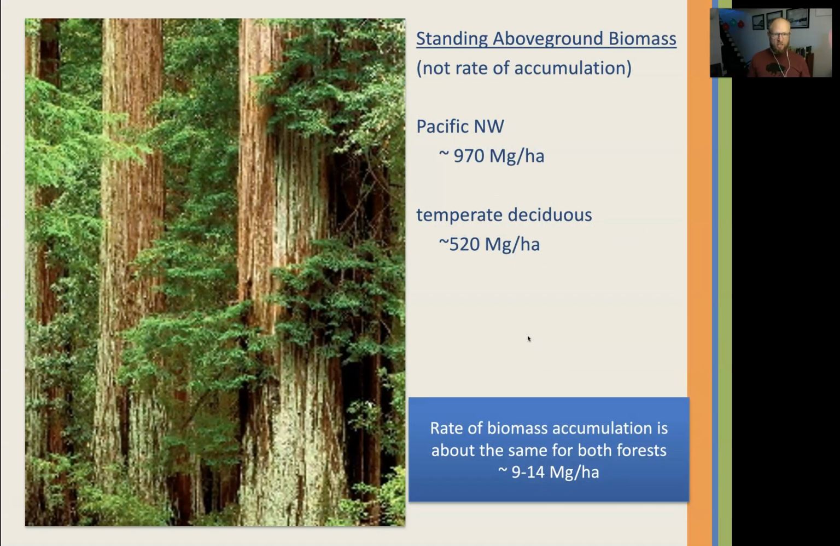So here's just an example of standing above ground biomass in the Pacific Northwest versus a temperate deciduous forest on the East Coast. You can see there's about twice as much carbon locked away, or this is biomass, but it's about equivalent to carbon, about twice as much locked away in the living tissue of these forests compared to an eastern deciduous forest. Now, what's interesting and important to know is that it's not that it's growing faster. These forests grow at very similar rates. It's just because the trees can live longer and attain greater heights that there's more carbon standing above ground.